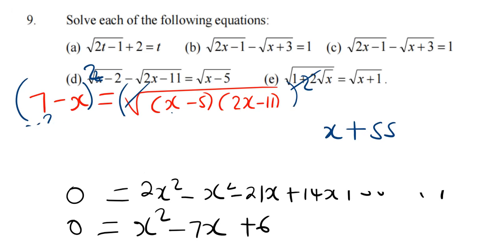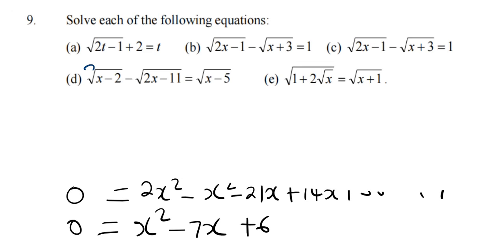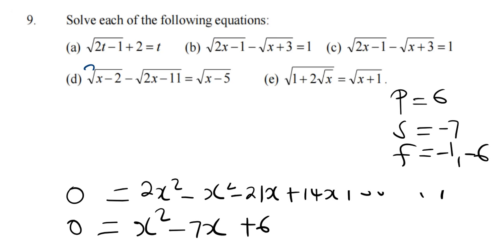Then the question would be, what two numbers can we multiply to give us a 6, but when we add such numbers, the sum is negative 7? What are those two numbers? So we've got a negative 1 and a negative 6. So in this case, our answer is x minus 1, x minus 6 should be equal to 0.